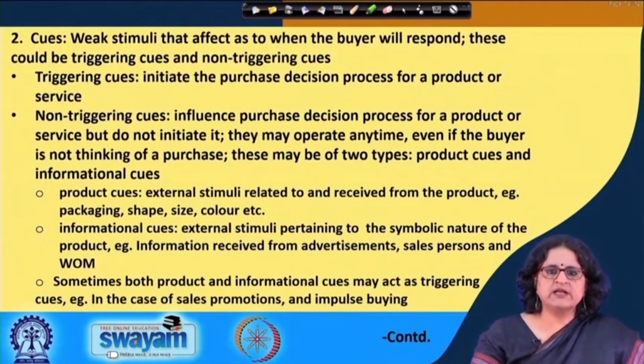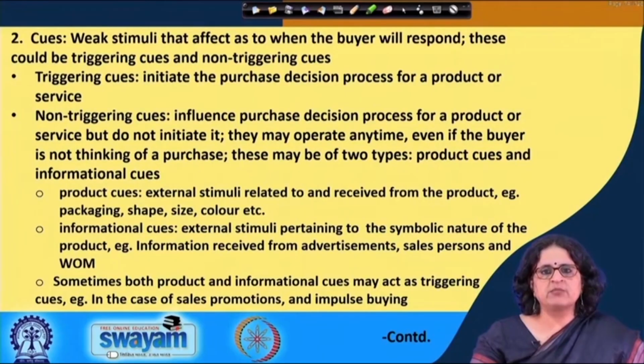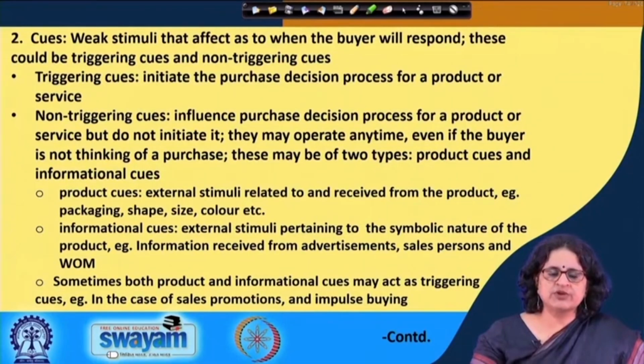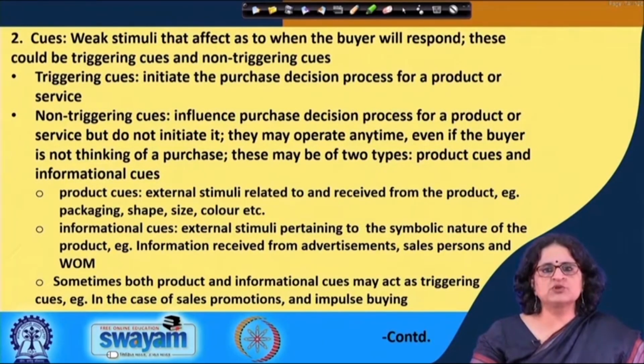Second, the second element here in learning is cues. Now cues are weak stimuli that affect when a buyer will react or when a buyer will respond to a particular stimulus. So these cues can be further classified as triggering cues and non-triggering cues. Now what are triggering cues? Triggering cues are those which initiate a purchase process for a particular product or service. So they instantaneously make a consumer react or respond to the stimuli.